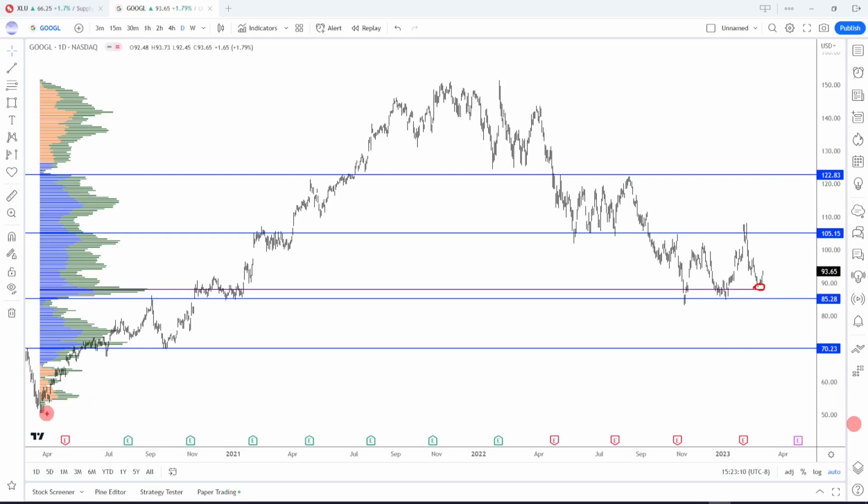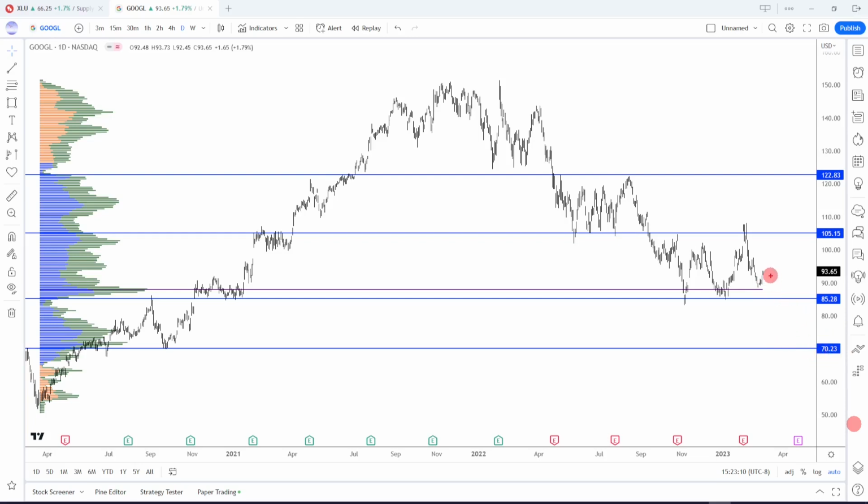And looking at Google, we see Google is bouncing off of this composite volume profile here. Now, once again, I'm going back to the March 2020 low and generating a composite volume profile from there to the present. So I'm looking at the possibility of retracing back down to this 85.28 and see would it get a bounce to look for a little bit of a long swing trade back up to this 105, or if it breaks below this level here at this 85, then I'd be keeping an eye out for a potential short setup to swing short down to this 70.23 level.